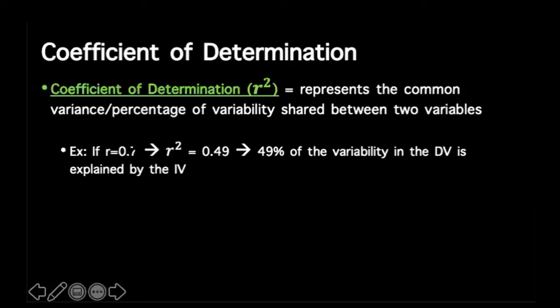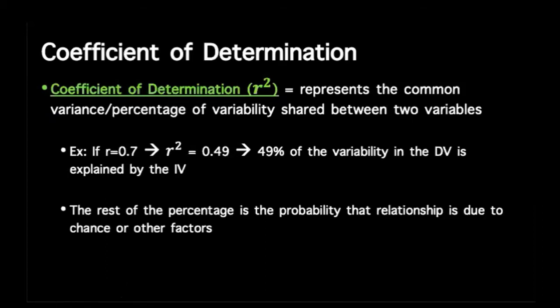So you can imagine as r gets stronger, our r squared value will get larger, right? So if we had 0.9, we would be able to explain 81% of the dependent variable, okay? Whatever the leftover percentage is going to be the probability that the relationship is due to error or chance or other factors.